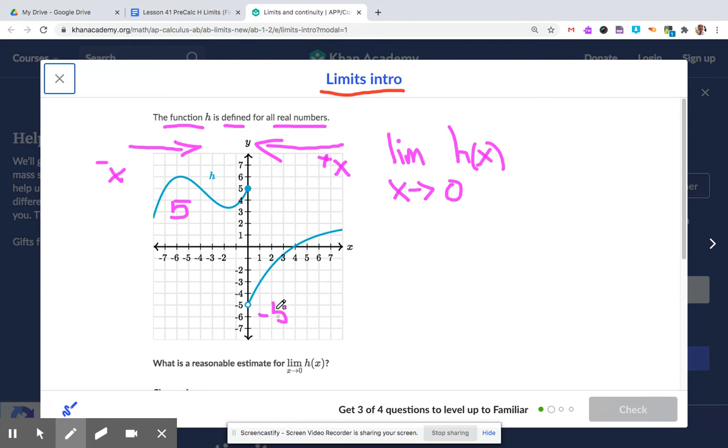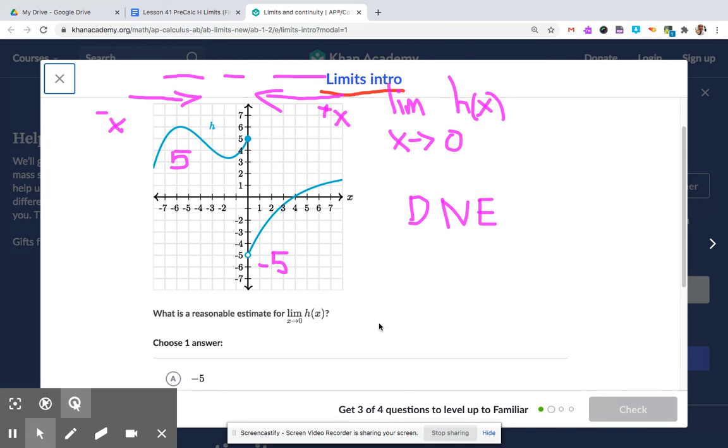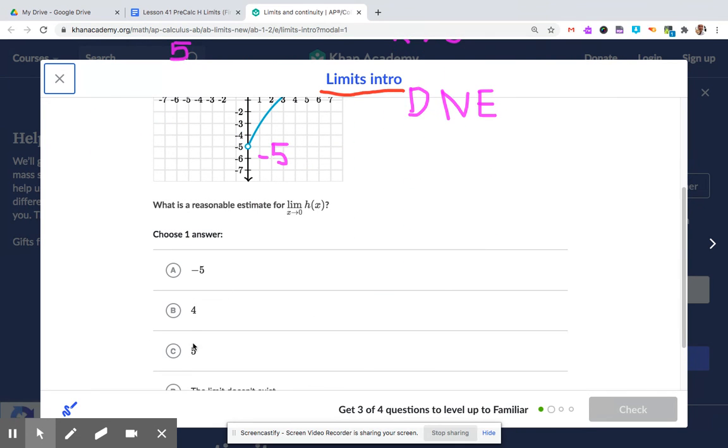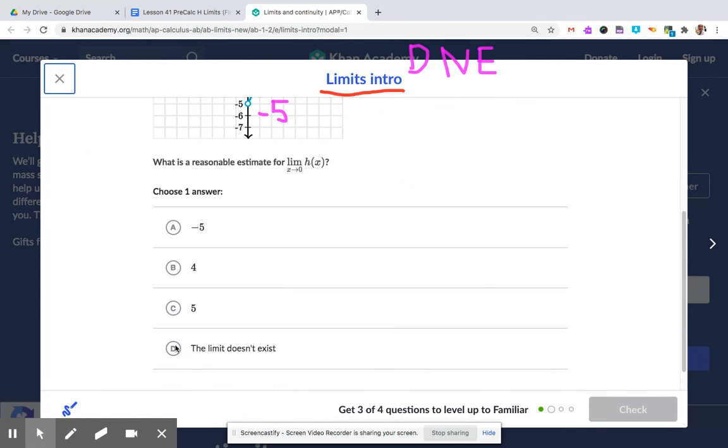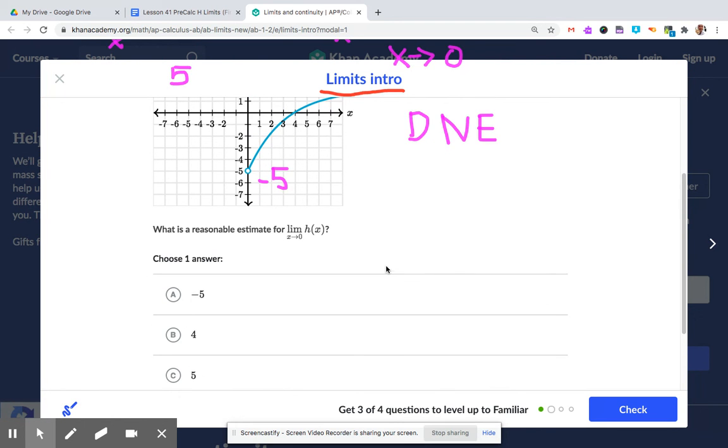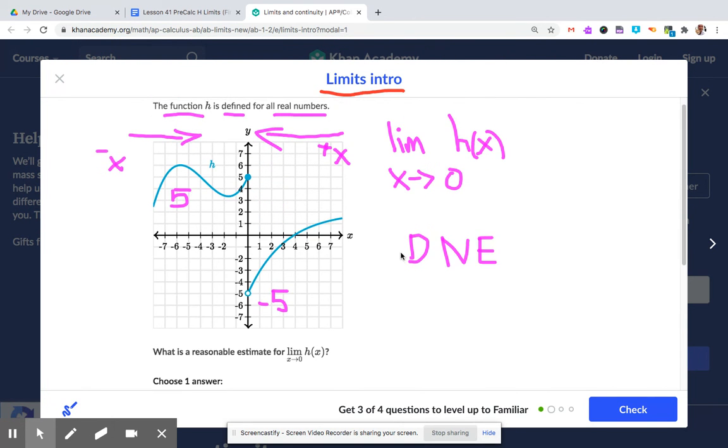Is that the same point? No, it is not. So in this case, the limit does not exist because it has to go to the same output. In this case, we have two different outputs, a 5 and a -5. Okay, so let's see how we did. There's our 5, there's our -5, but this limit does not exist because we have those two different outputs.